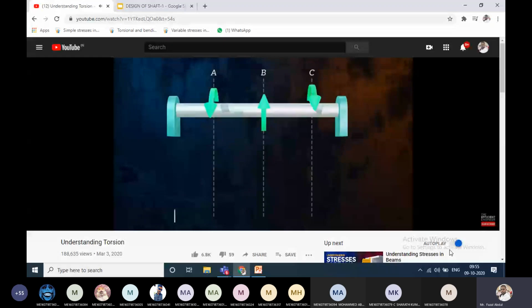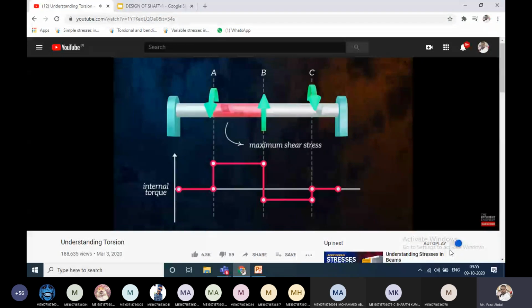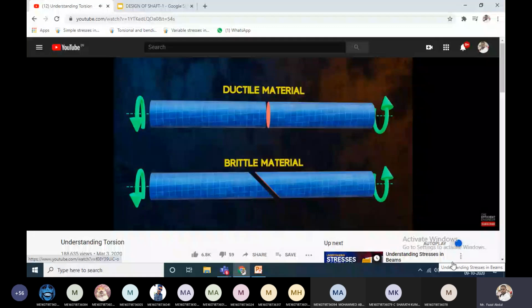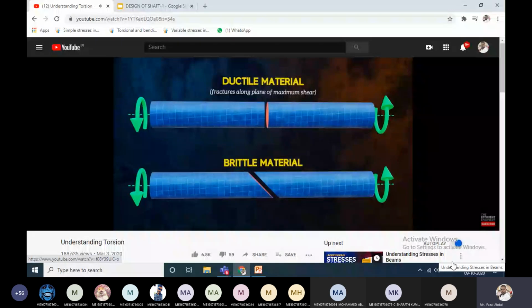I want to end the video by talking about failure due to pure torsion. If we have 2 bars, one made of a ductile material and one made of a brittle material, and we apply the same torque to both bars, we will observe that they fail differently. The ductile bar fails at an angle perpendicular to its axis, but the brittle bar fails at a 45-degree angle to its axis. We can explain this by remembering that ductile materials tend to fail in shear, and so fracture along the plane of maximum shear stress, but brittle materials are weaker in tension than in shear, and so tend to fracture along the plane of maximum tensile stress.